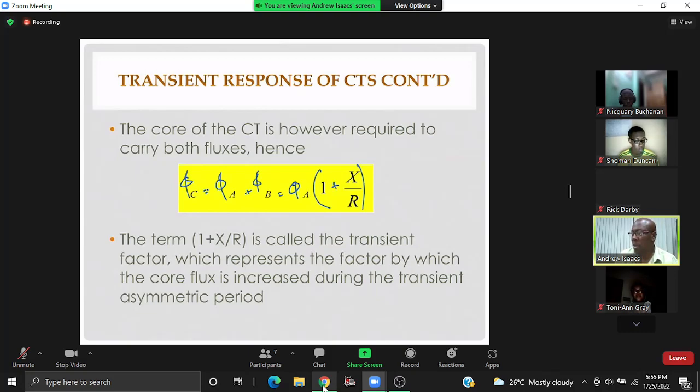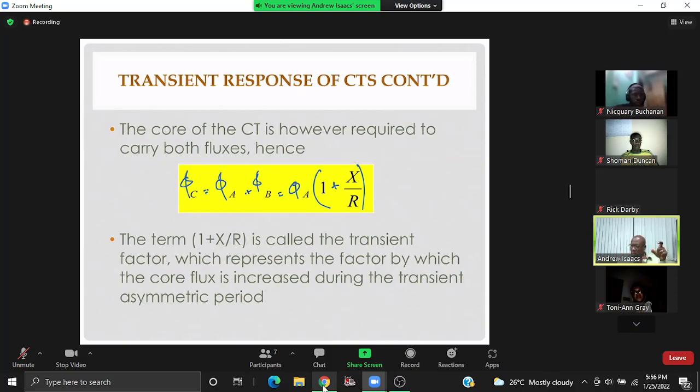Now, you don't have to try and remember the derivation. That was just to point out that the flux within the system is not only dependent on the current in the CT itself. That's the key thing. The flux that the CT has to deal with is not dependent on just the flux produced within its core by virtue of its normal operation, but it also has to consider the reactance and resistance of the system to which it is connected.